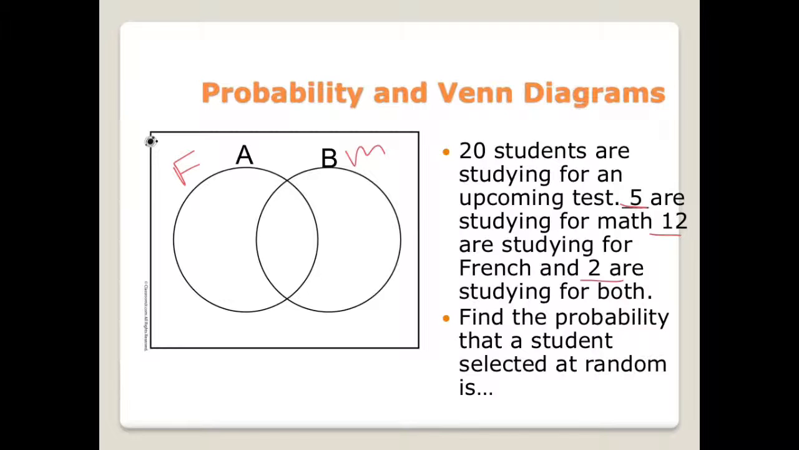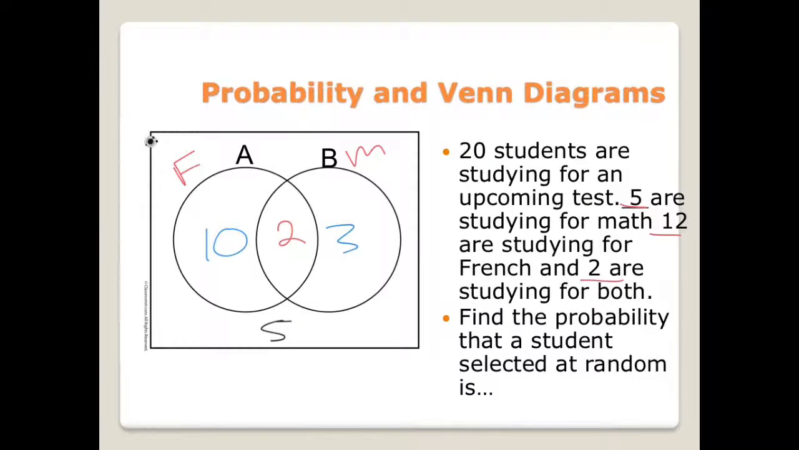I have A and B here, so we're going to relabel those as French and math. And we know that 2 are studying for both. We also know that there are a total of 5 studying for math. We've already counted 2 of them, so we've already counted this 2, which means we have another 3 to label. And then for our French, we have 12 studying. So again, we've already counted these 2 from that 12. We have another 10. Finally, we have 20 students in total. If we add these 3 numbers together, we get a total of 15. So there are 5 people on the outside studying for some other test.